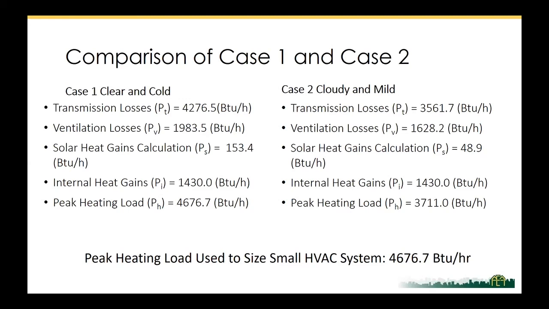Peak heating load is 4,676.7 for the clear and cold day. Cloudy and mild, peak heating load is 3,711. So in Passive House, you do these two different methods based off two different cases, clear and cold and cloudy and mild, and you choose whichever one is the highest, the worst case, for your heating load. So in this case, our peak heating load used to size the small HVAC system is 4,676.7.